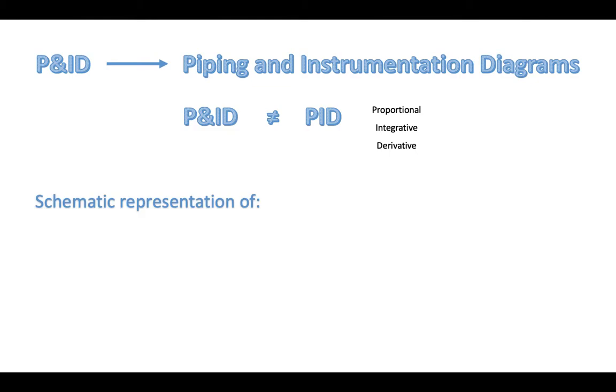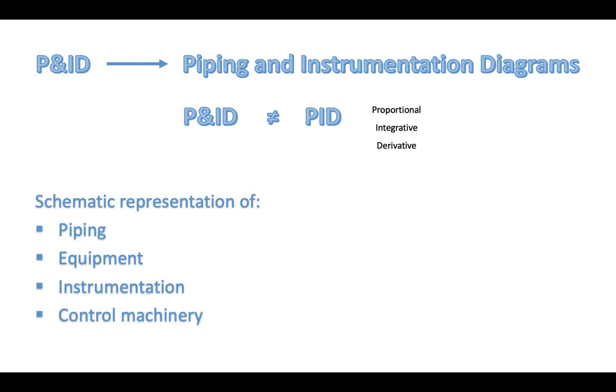P&IDs are the schematic representation of the piping, the equipment, the instrumentation, and the control machinery for a specific industrial process. Getting to know the symbology that is commonly used in the P&IDs is the first step into understanding and analyzing them.